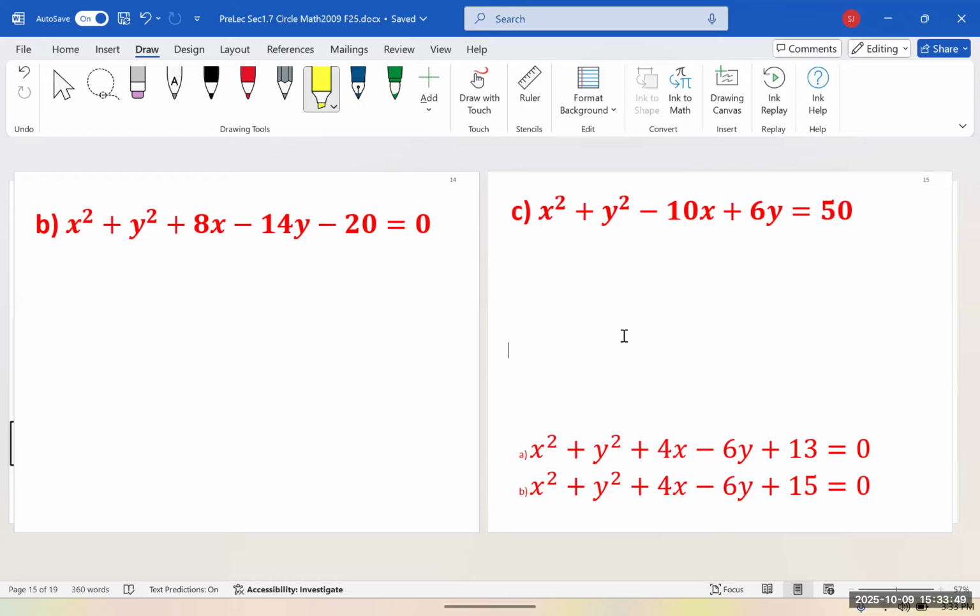Jaylene, since you are so bored, help me with the left one. It's okay, we're going to do them together. So what's the first step? First, you have to bring x together, y together. That's the first step. X squared plus 8x plus y squared minus 14y minus 20 equals 0. So equals 20.